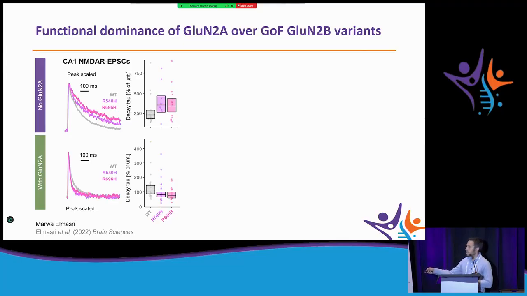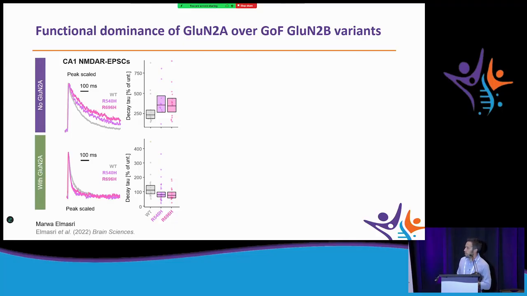You can see that those two particular variants are prolonging the decay time course of synaptic currents in the CA1 of hippocampus. But if we only knocked out the GLUN2B and then replaced the GLUN2B with the human variants, then what we see is something very different. We actually see a bit of acceleration of their decay kinetics. So GLUN2A is dramatically changing the way that these synaptic receptors are responding.